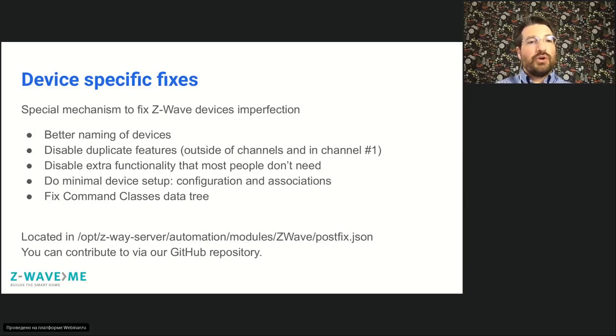In Z-Wave, to solve some of those problems, we have a special mechanism that does device-specific fixes. It's located in one single JSON file. If you are a manufacturer, we encourage you to at least look at the records for your products, and if there are no records for your products, create them to fix simple things that you can fix using Z-Wave. Otherwise, just update the firmware and push people to upgrade products.